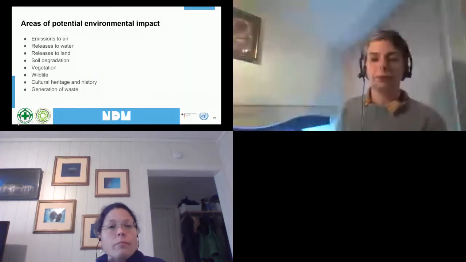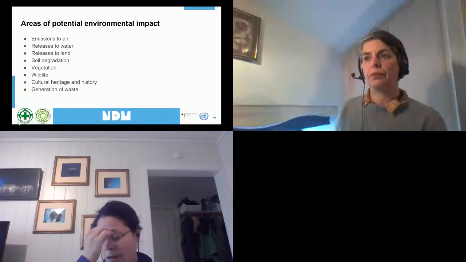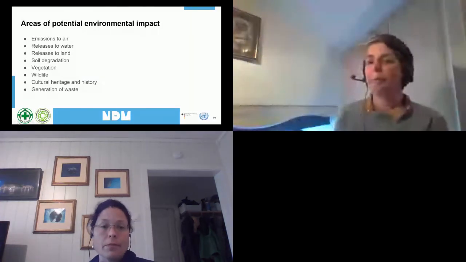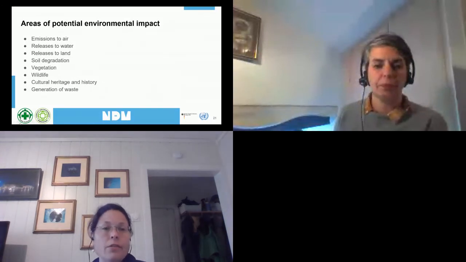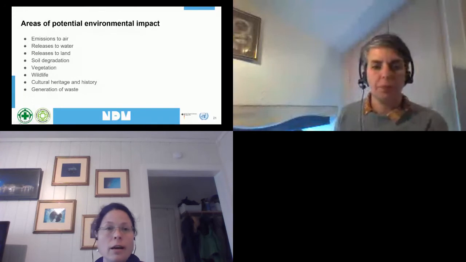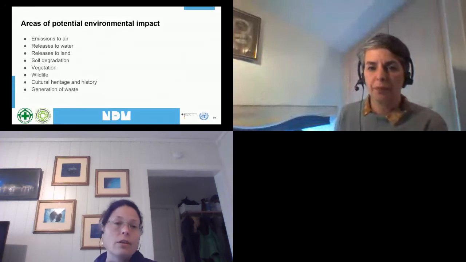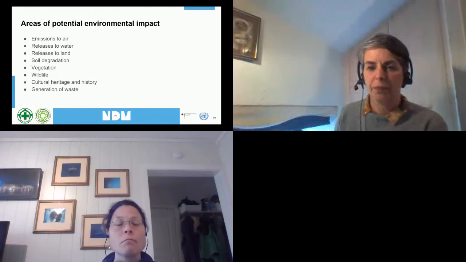Okay, what are some areas of potential environmental impact that we could think about? In the tool that we'll launch, there are more detailed questions about the source of these types of impacts. And the UNMAS standard helps us out here as well, identifying these potential areas. The first one is emissions to air. And this could include driving vehicles or from machines.